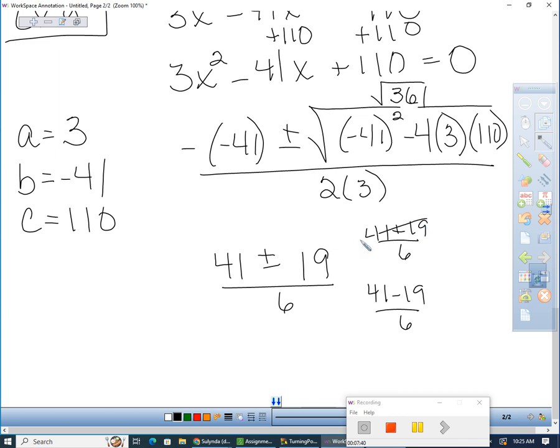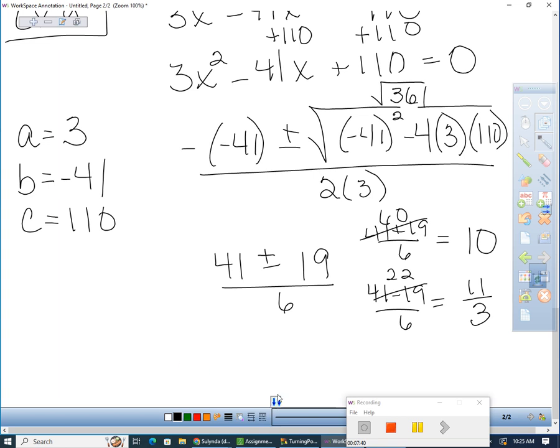41 plus 19 is 60. 60 divided by 6, 10. 41 minus 19, 22. 22 divided by 6, what goes into both those? 2, so we get 11 over 3. Questions? All right, let's do one more from this section before I move on.